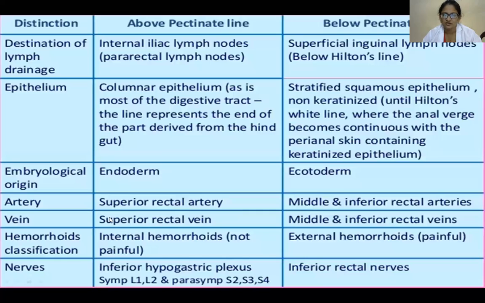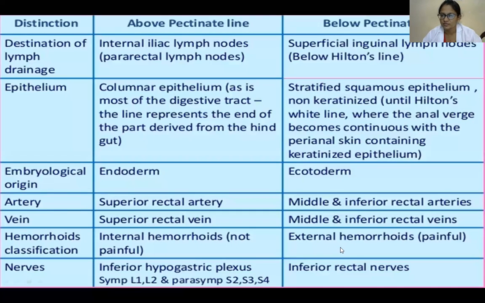Next, veins: above the pectinate line, it drains into the superior rectal vein, whereas below the pectinate line, it drains into the middle and inferior rectal veins. The main important clinical feature here is hemorrhoids. Above the pectinate line, you are going to see internal hemorrhoids. Internal hemorrhoids are not painful.